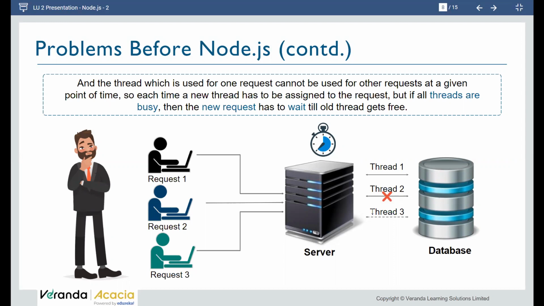For example, one request has failed. Does the request fail the data or not? That's what it is here. The thread which is used, a thread is nothing but a request, cannot be used for another request at a given point of time. So a new thread has to be assigned to the request. If all the threads are busy, a new request has to wait till the old thread gets free.